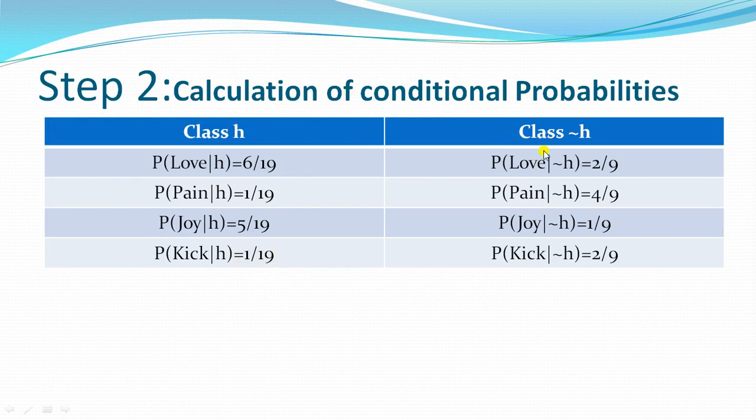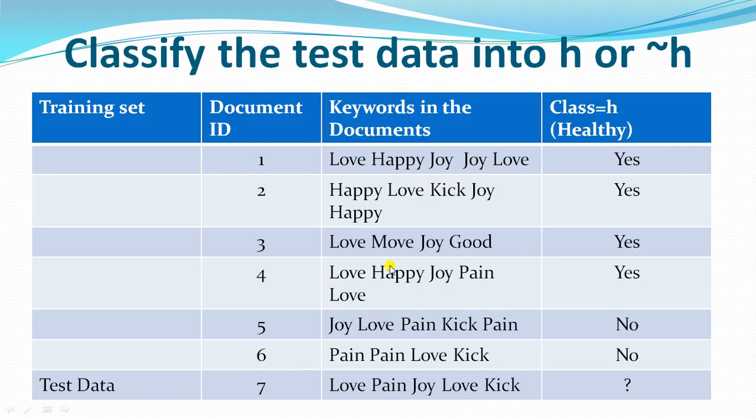Next go to the second one. In this, we are going to calculate the probability of term with respect to no. Here it was with respect to yes, and here it is with respect to no. So go back to the problem statement. No in the sense these two, because these four are yes, that means class H. These two are no, means negation of H. Obviously these two are no.